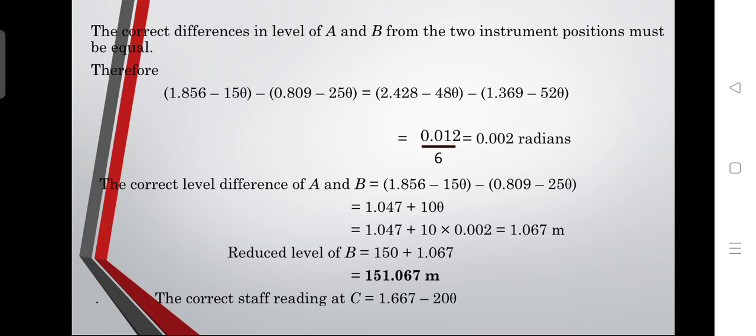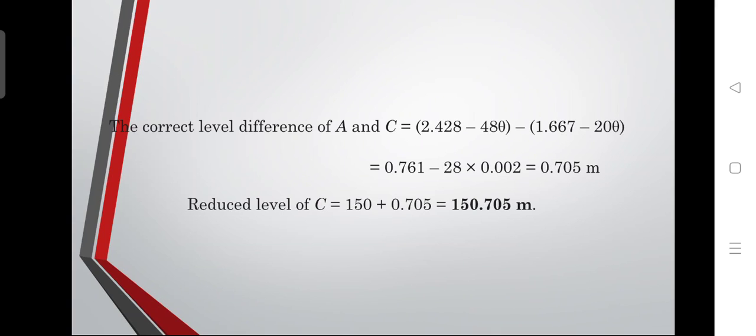The correct staff reading at C is equal to 1.667 minus 20 theta. The correct level difference of A and C comes out to be (2.428 minus 48 theta) minus (1.667 minus 20 theta). This comes out to be 0.761 minus 28 theta. Putting the value of theta in this equation, we get the correct level difference between A and C to be 0.705 meter.